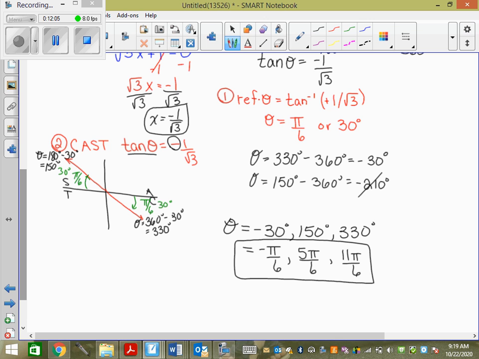So do I have to radian measure it? No. Could I have? Yeah, I could have went pi minus pi over 6, got 5 pi over 6. 2 pi minus pi over 6, got 11 pi over 6. I could have totally used pi. Okay. C.